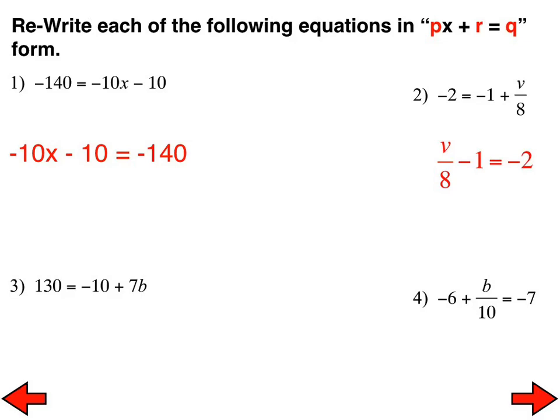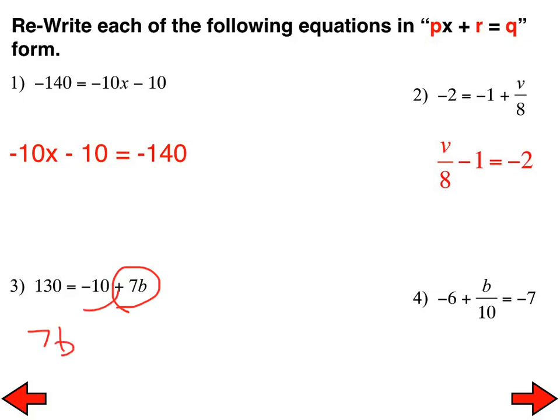Write them in the form px plus r equals q. We want the variable part to be first. Okay, I heard lots of good things there. But listen very carefully. Px plus r equals q. What that means essentially is whatever variable is in our equation, we want that part to be written first. And for some of you, it's hard to tell what the sign is, but just look at the sign in front of it. So if the variable part has to be written first, then a positive 7b in number 3 has to be written first.